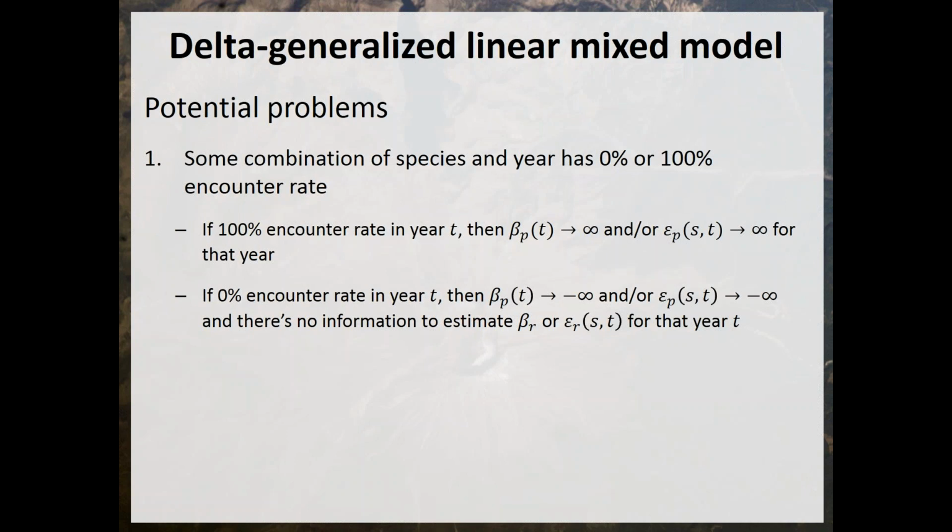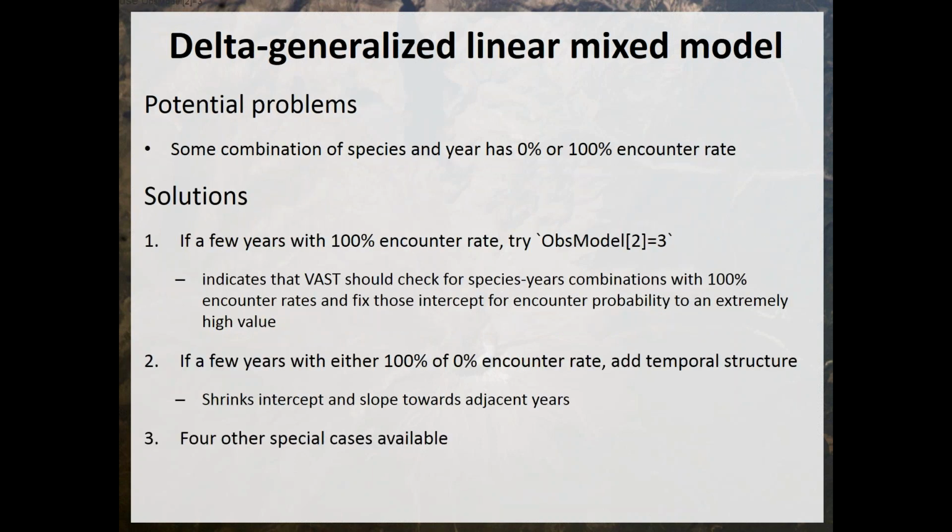And then in terms of problems that people often have with VAST, probably 90% of the problems people report is because some combination of species and year has a 0% or 100% encounter probability. And when that happens, the intercepts for what I was calling the beta 1 are not defined. I mean, they either go to negative infinity or positive infinity for that year species. So it's just a problem with the delta model, and there's sort of a series of fixes that we've kind of kludged together, but none of them are very satisfactory.